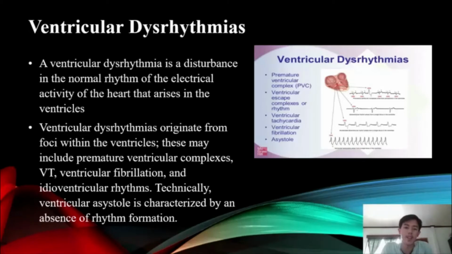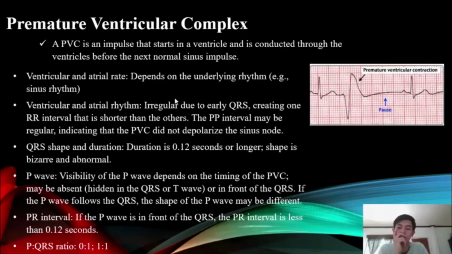A ventricular dysrhythmia is a disturbance in the normal rhythm of the electrical activity of the heart that arises in the ventricles. Ventricular dysrhythmias originate from foci within the ventricles. This may include premature ventricular complexes, ventricular tachycardia, ventricular fibrillation, idioventricular rhythms, and ventricular asystole, which is technically the absence of rhythm. The first type of ventricular dysrhythmia we're going to discuss is a premature ventricular complex, or PVC for short.